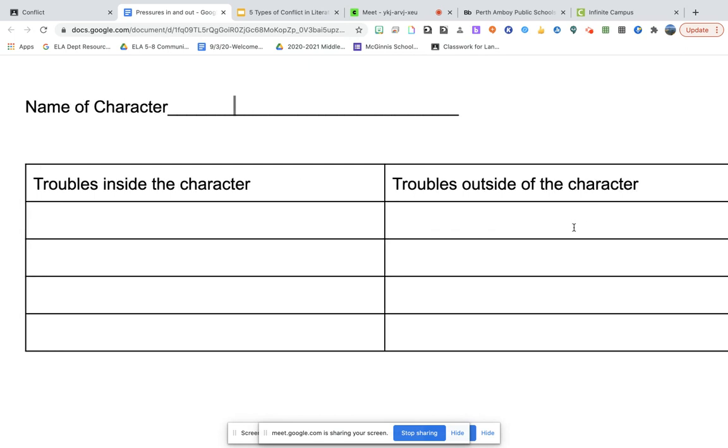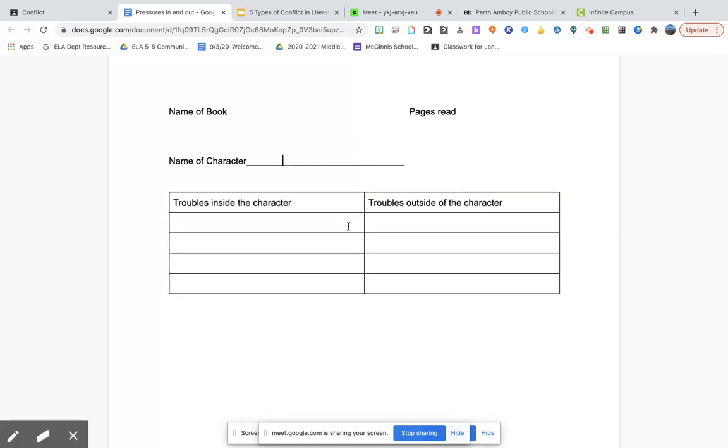It might be character versus something else. So you're listing out any of the issues your characters might have. Some of you might fill out one side. Some of you might fill out the other side. Some of you might fill out both sides, depending on your book. So it all depends on the type of book you're reading. All right, so again, you're reading first, a good 25 minutes. When you're done, you're filling this out. Does anyone have questions?